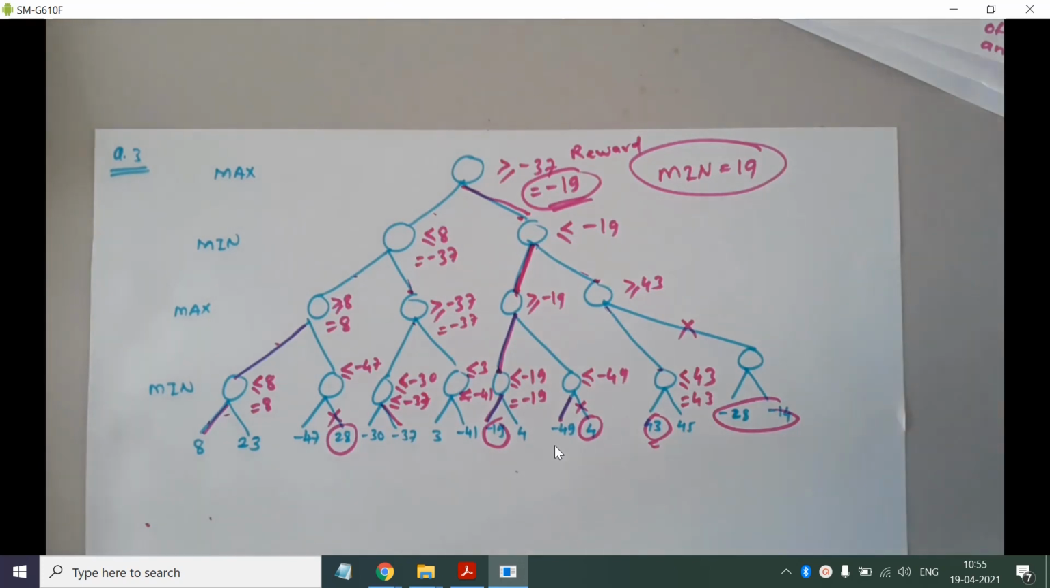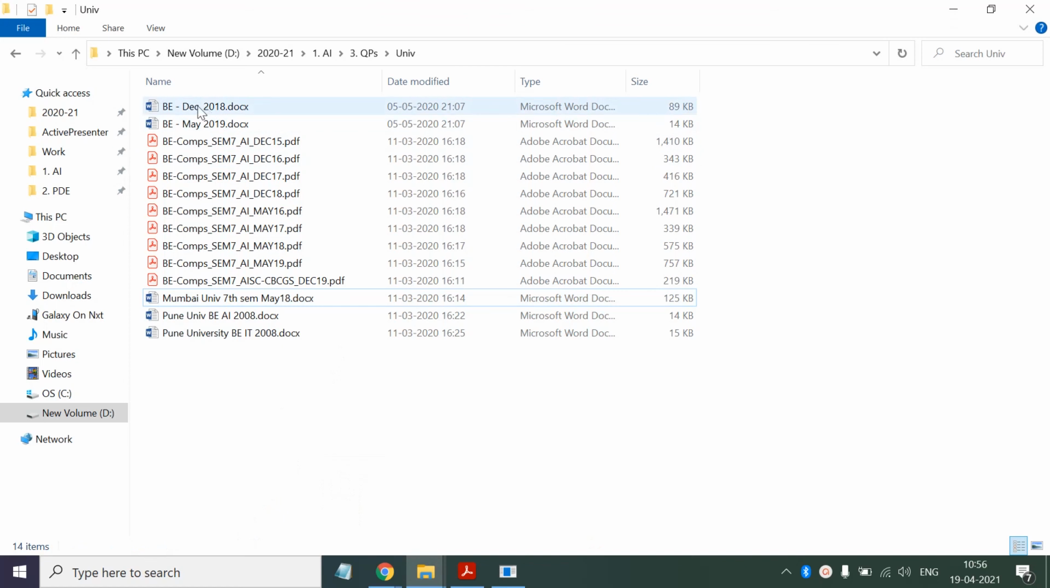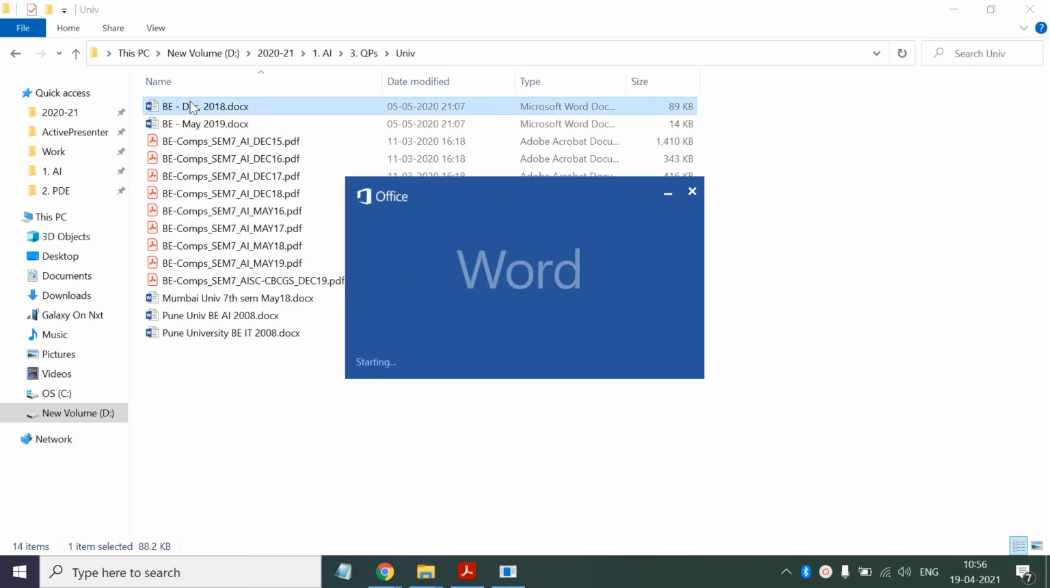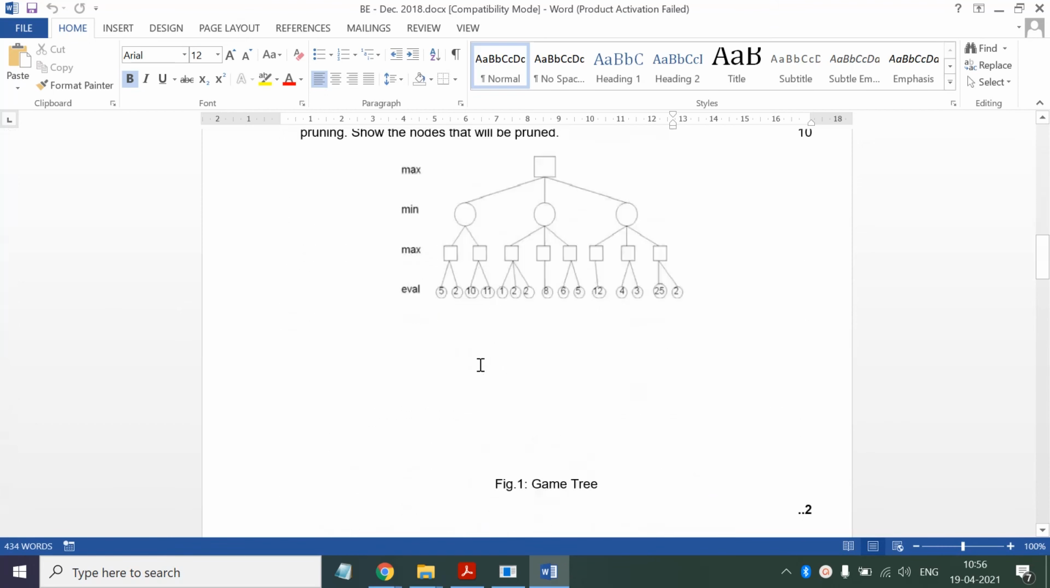So it is not compulsory that max will always win. Any doubt? Tomorrow also we'll see one problem. You try to solve these 3 problems. And let me show you some university papers. This is a very frequently asked question, problems based on alpha beta pruning.